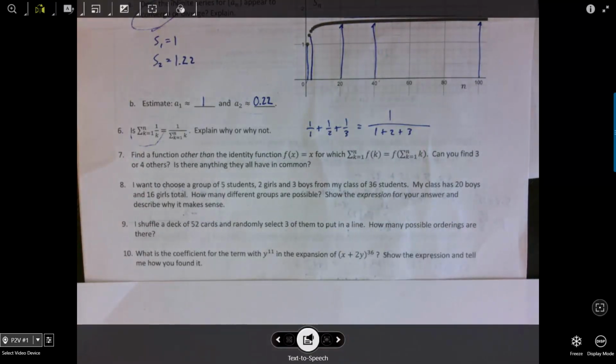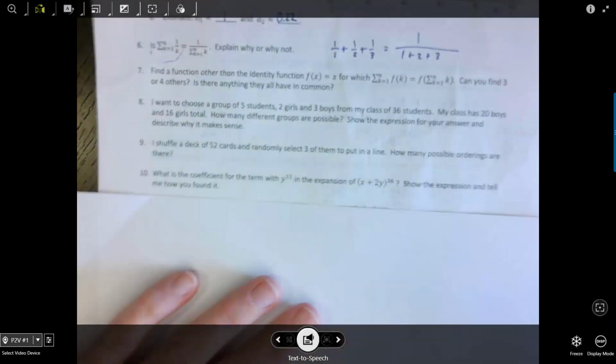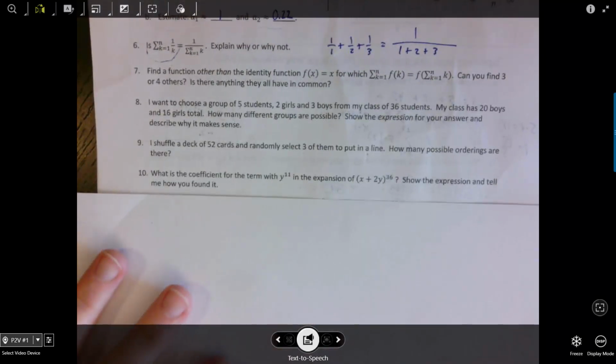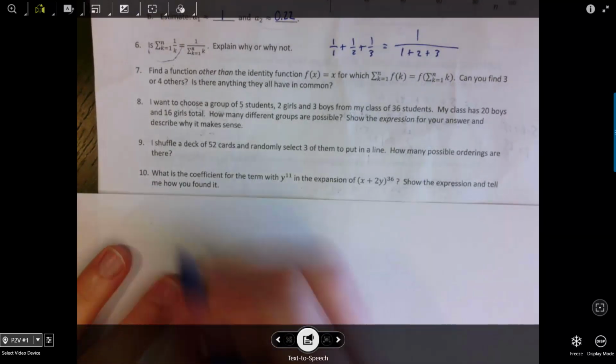All right, what is the coefficient for the term with y to the 11th in it in the expansion of (x plus 2y) to the 36th power? Great. So this is what we've done most recently. This is binomial theorem. So let's think about it this way.